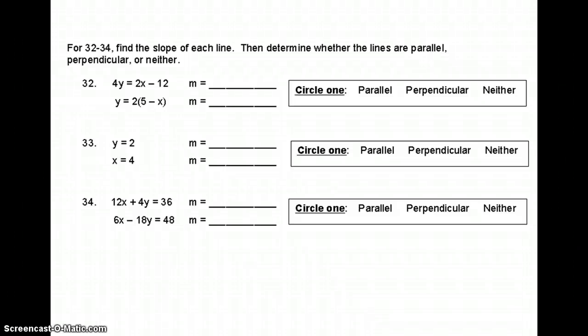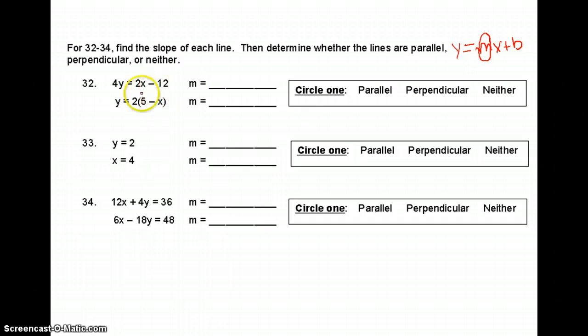32 through 34, it says find the slope of each line, then determine whether the lines are parallel, perpendicular, or neither. Okay, now, we need to find the slope of this line. Remember, slope-intercept form is y equals mx plus b, and the slope is the letter in front of the x. Okay?